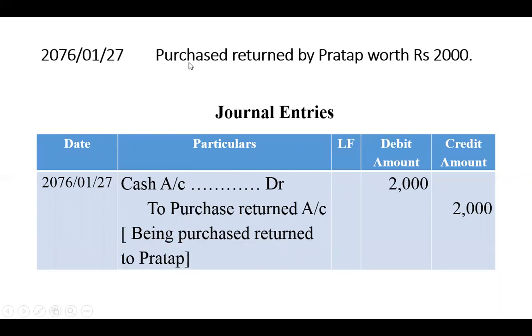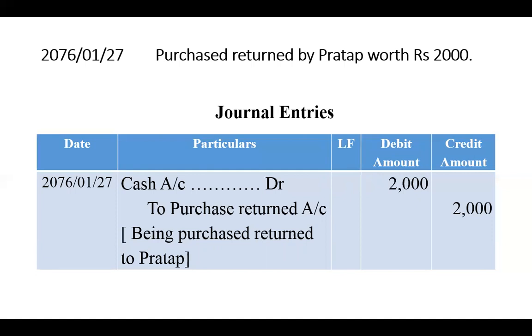Okay, so next one, the second last, the purchase return by Pratap. So Pratap, worth rupees 20,000, so 2,000. Purchase is going to be in the debit side. But if you return the purchased goods, okay, sometimes the purchased goods are defective, sometimes they are duplicated. That's why you need to return some of the goods. So we have to return them. If you return them, then the transaction is going to be like this.